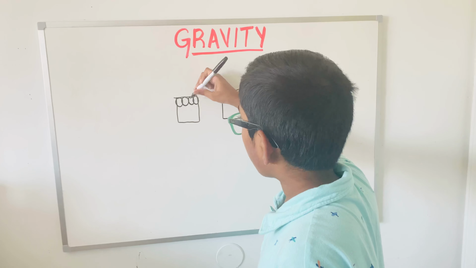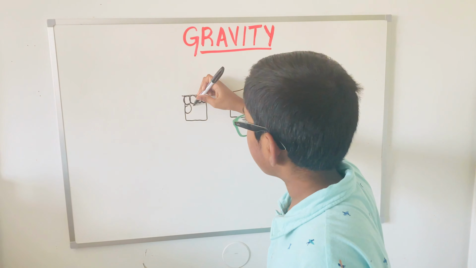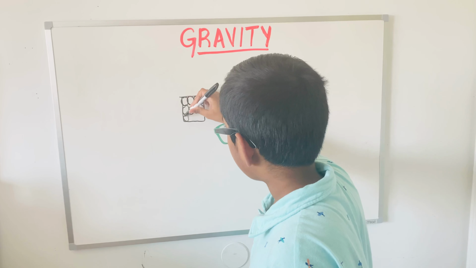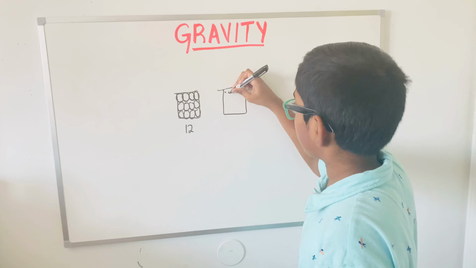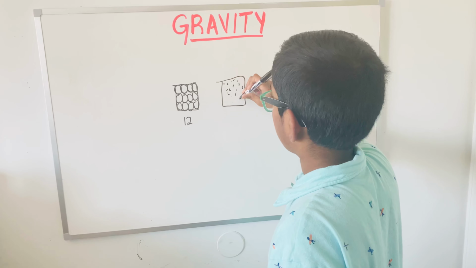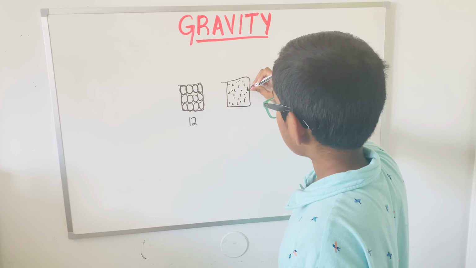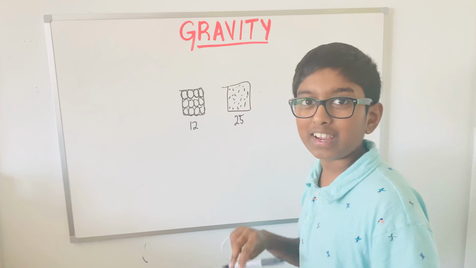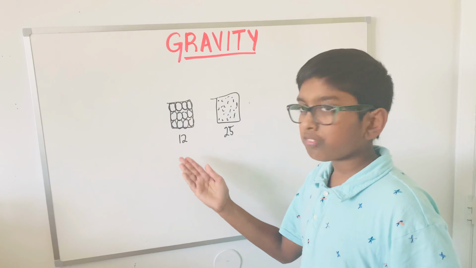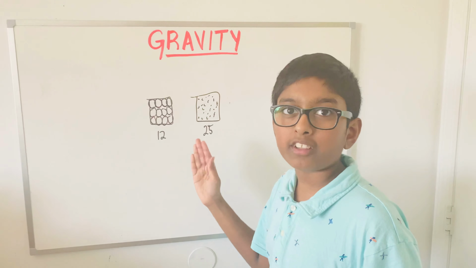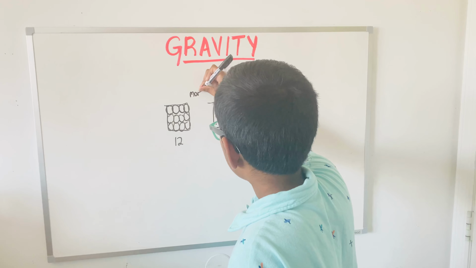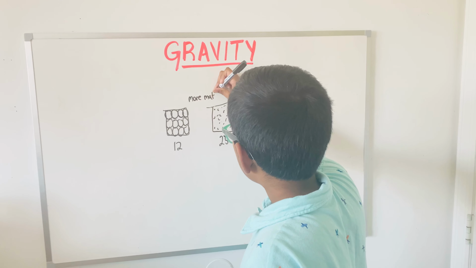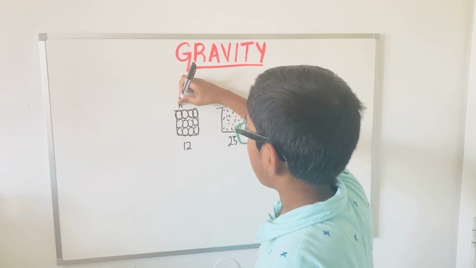So suppose the circle is the matter, okay? So this is one. And then the next one is just dots. This is 25, okay? So which has more matter inside? So more matter, is it A? This is A or is it B?